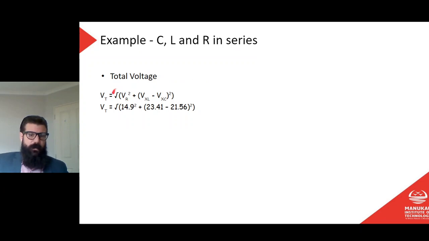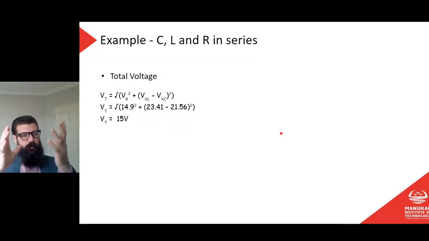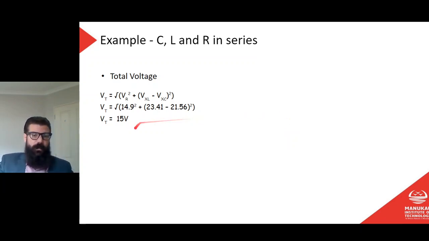So we would use Pythagoras again, but instead of doing X and R, we would use the voltages. So we've got the voltage on the resistor squared plus voltage on the inductor minus voltage on the capacitor squared, because that's just getting our vertical upside and our vertical downside and combining them together to one vertical side. So therefore, total voltage is the square root of 14.9 squared plus (23.41 minus 21.56) squared, and that gives us a voltage of 15 volts, ta-da, which is what we were told at the start is our total voltage. So we've gone all the way around in a circle and come back to the beginning, and if that equals the original applied voltage we were given, then we must have done everything else correct.